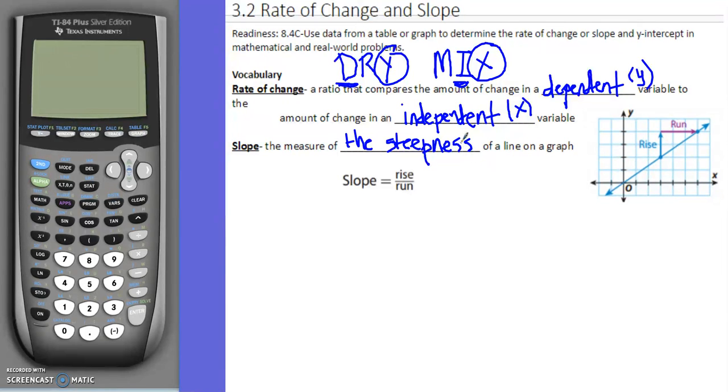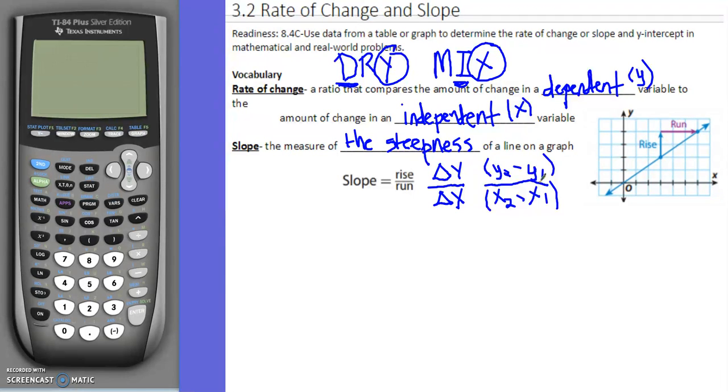Okay, how do we find slope? Well, slope is the rise over the run, or we call it the change in y over the change in x. How do you find the change in y? Well, you say y2 minus y1 over x2 minus x1. So you're just picking two ordered pairs and finding the change in them.